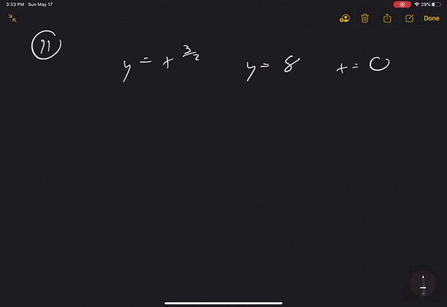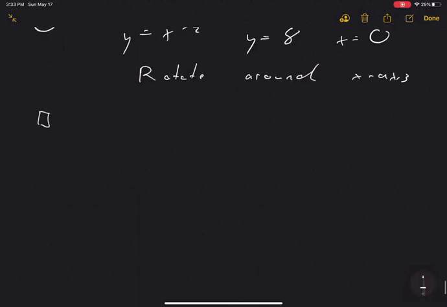And instead of rotating around the y-axis, let's rotate around the x-axis. So right away, I see that I'm rotating around a horizontal line. So everything I do should be in terms of y. All right, so let's draw our region first of all, our 2D region.